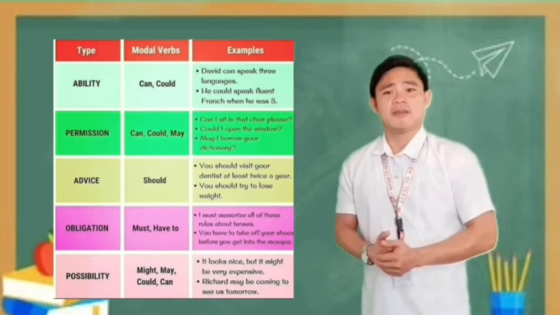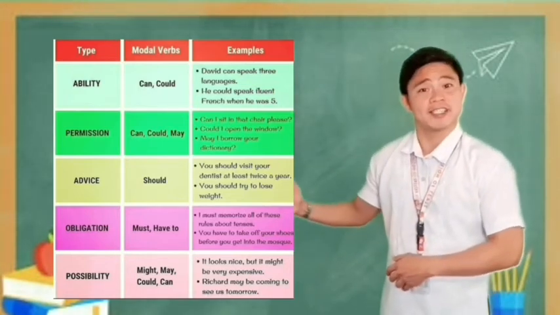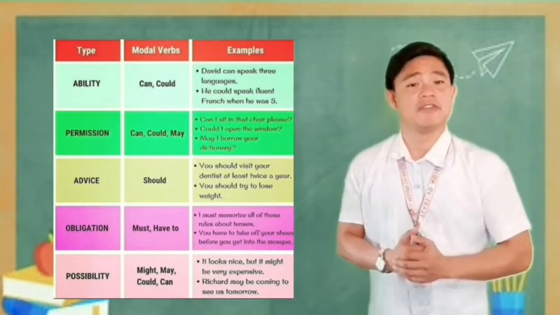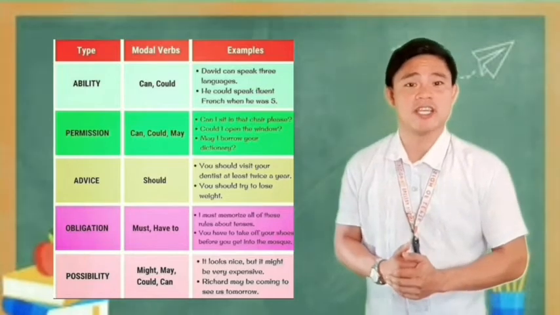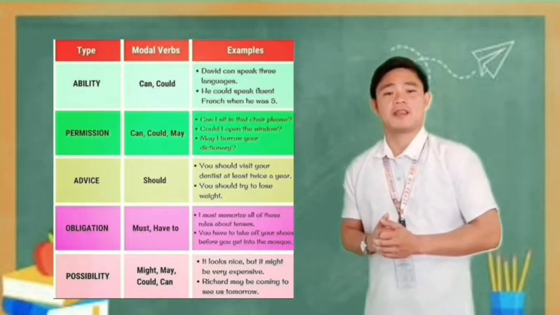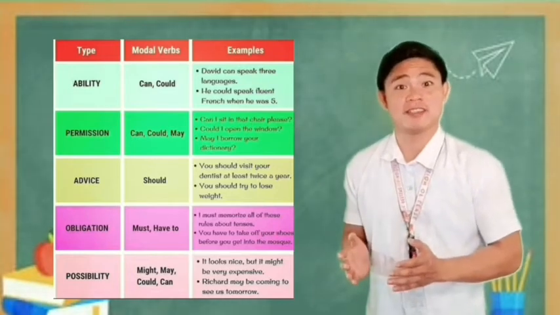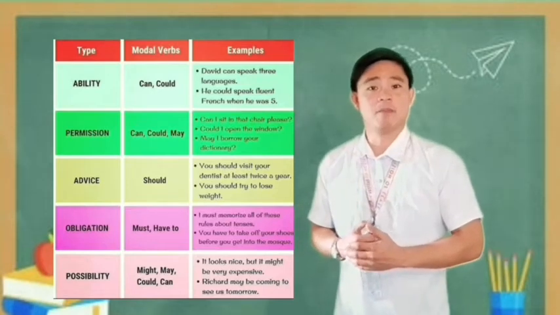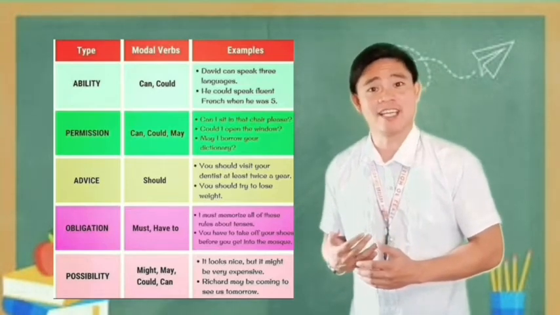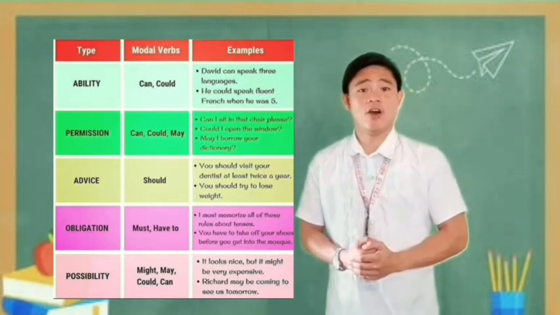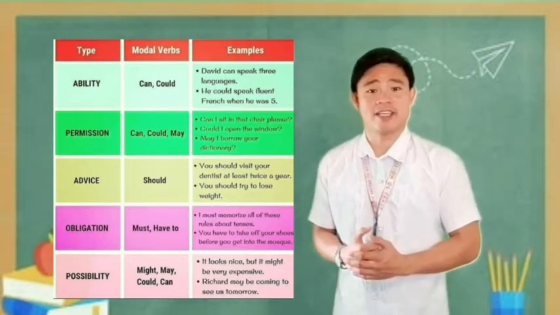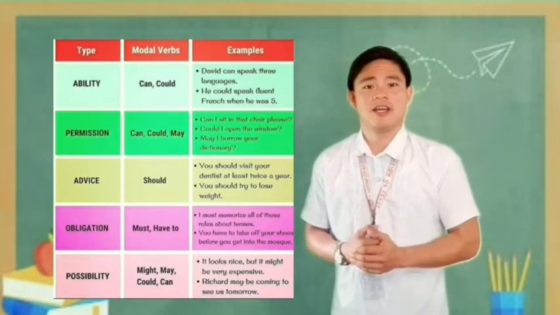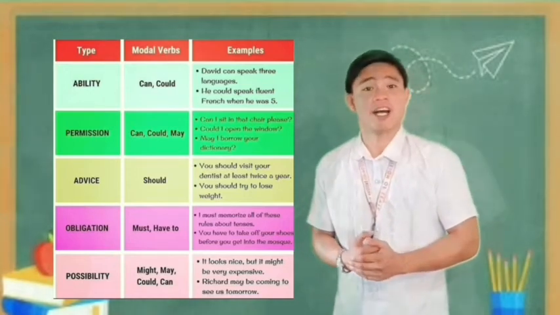Alright. The modal verb should expresses advice. For example, you should visit your dentist twice a year. Or, you should try to lose weight. The modal verbs might, may, could, and can express possibility. For example, it looks nice, but it might be very expensive. Another example, Richard may be coming to see us tomorrow.